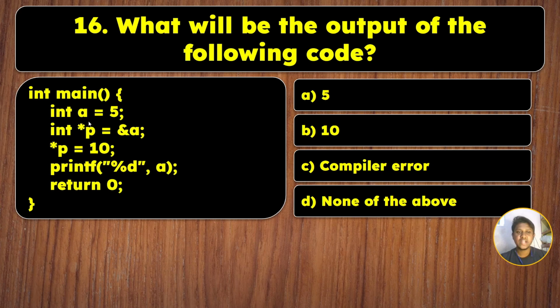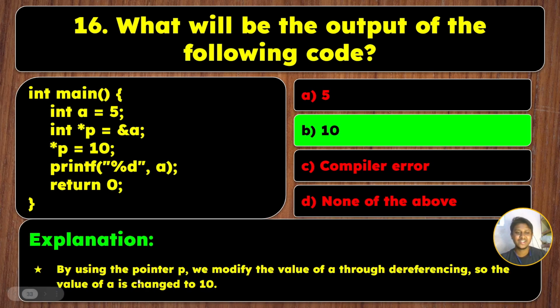So here a's value is 5, and in this step p stores the address of a, and after that we have written star p equal to 10. So star p is used to access the value stored in a memory address. So p stores the address of a, and by using star we can access its value. So there we are assigning 10. So a's value will get updated here. So now if we print a here, then it will definitely print the value as 10.